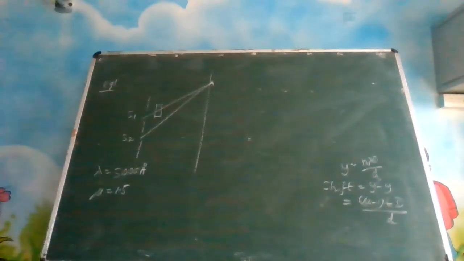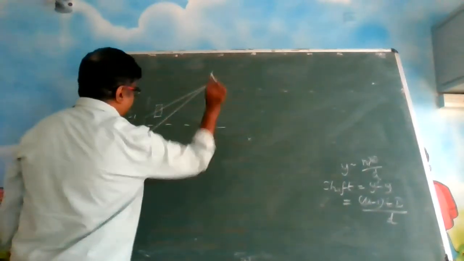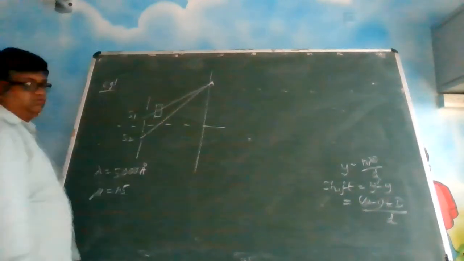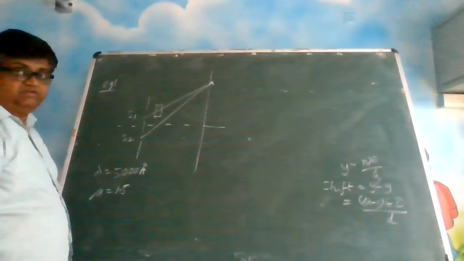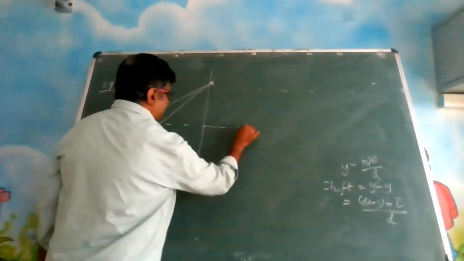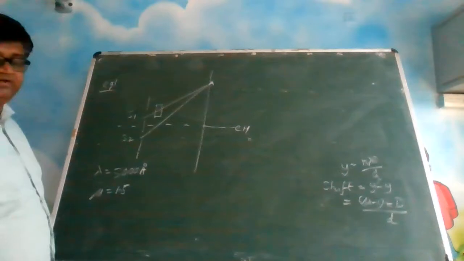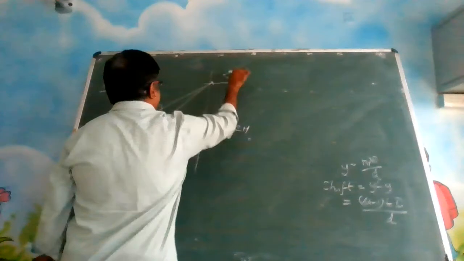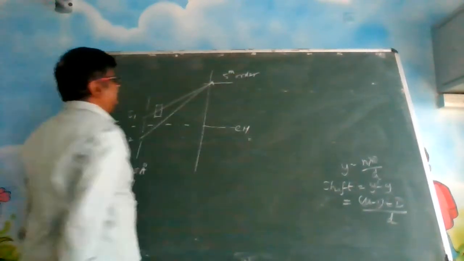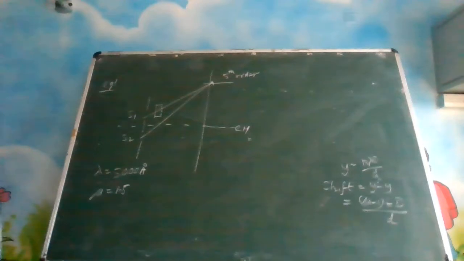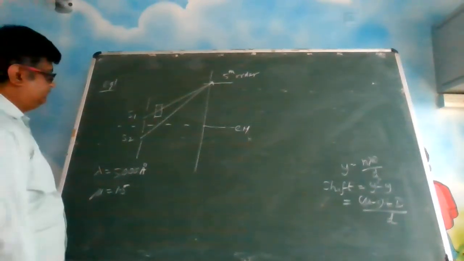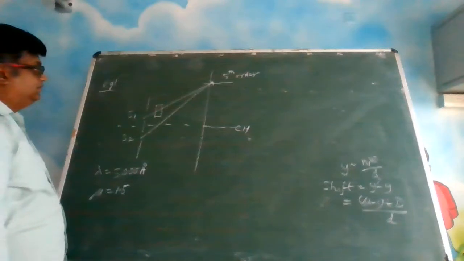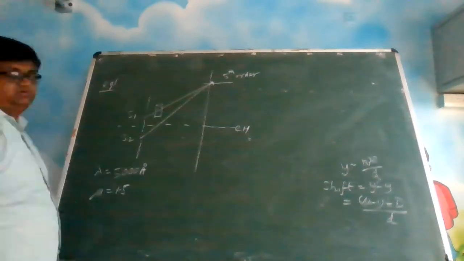Now the question is, see, the condition given is: originally, when the glass slab was not there, the central maximum was here. Now because of this glass slab, it shifted to the 5th order. Fifth order fringe, it shifted. So you have to find out the thickness of this glass slab.